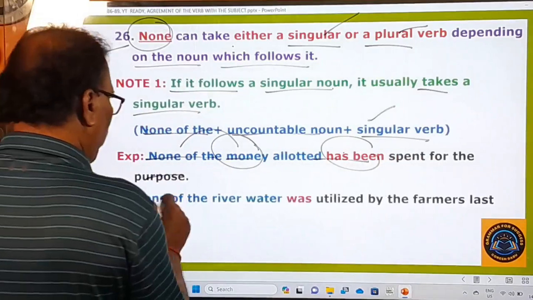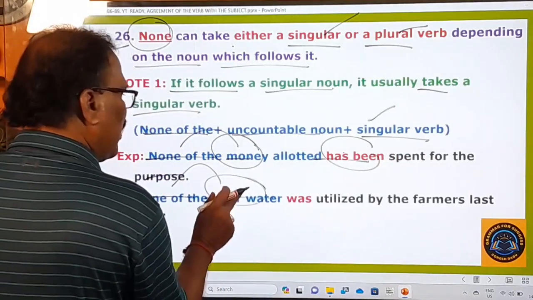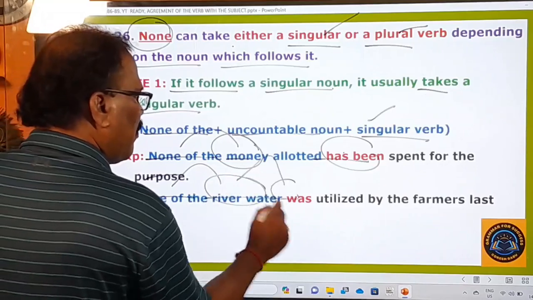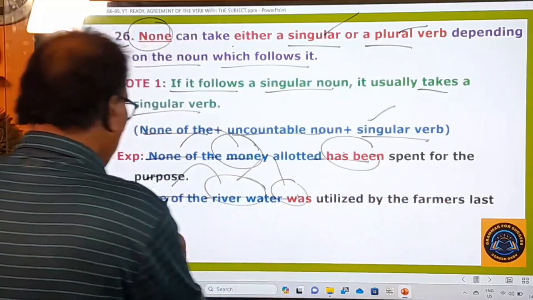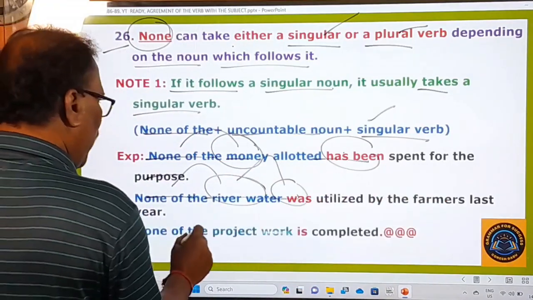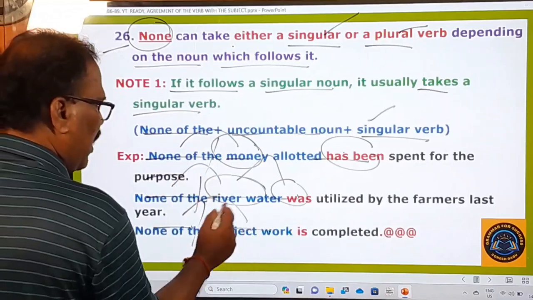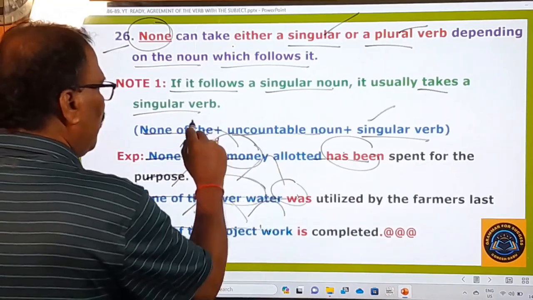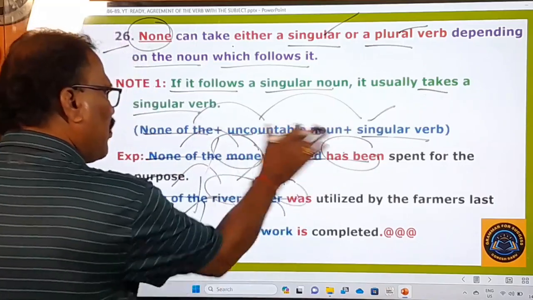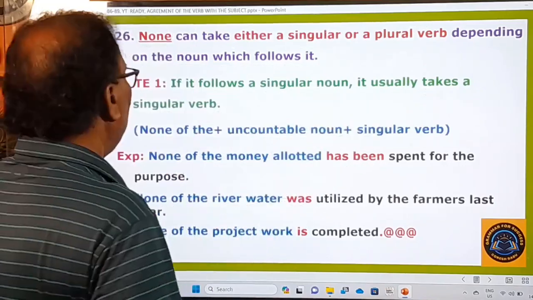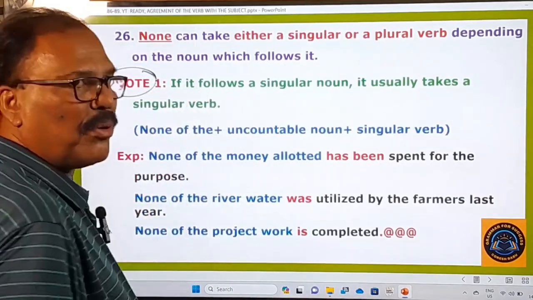And here, none of the river water: none of the is used with river water, an uncountable noun, then the verb must be a singular one. None of the river water was utilized by the farmers last year, right? None of the project work, none of the is used with an uncountable noun, and then it will be like this: none of the plus uncountable noun, singular verb. Please follow this pattern. You can easily understand that. Now, note 1 is over. Now we go on to learn about note 2.